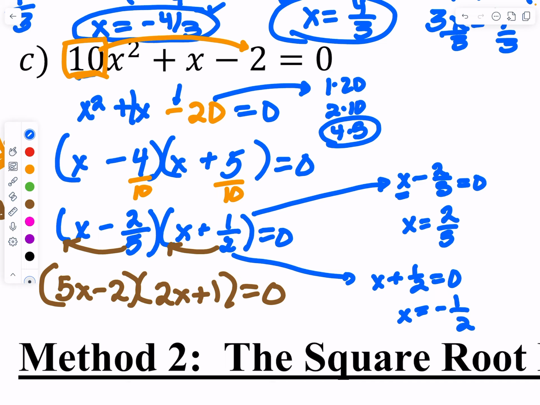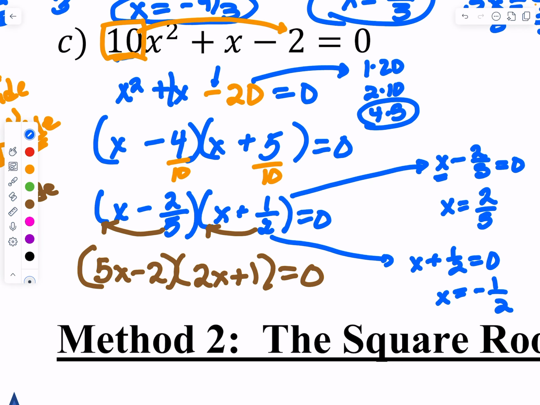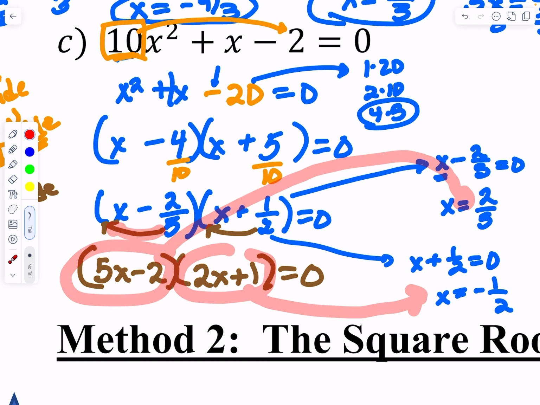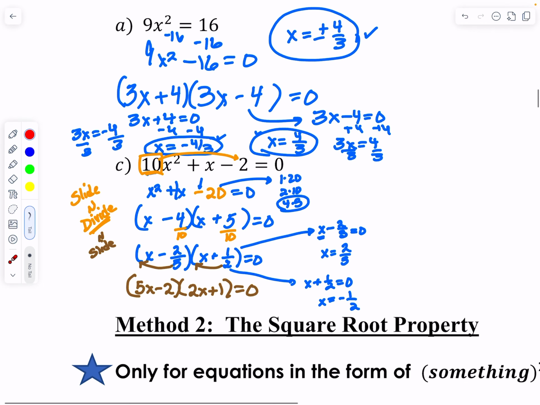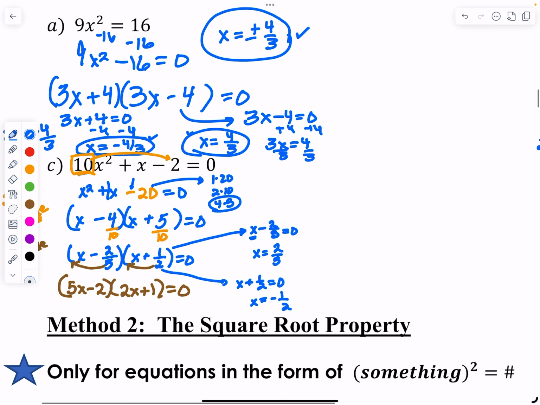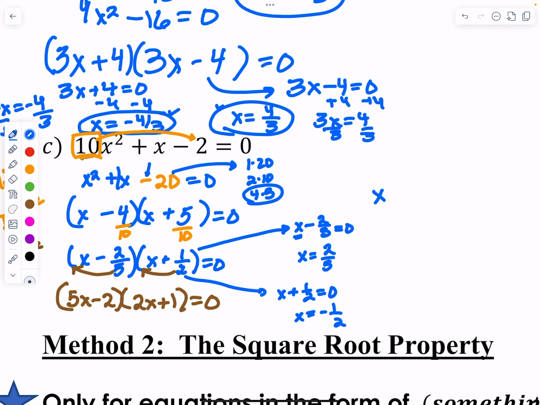So you could go to the brown. You could go ahead and slide it back up and do each one of these and then set that equal to 0, and you will wind up with 2/5. Set that equal to 0, and you'll wind up with negative 1/2. But you could just stop when you have done the slide and divide, and then you wind up with two answers, 2/5 and negative 1/2.